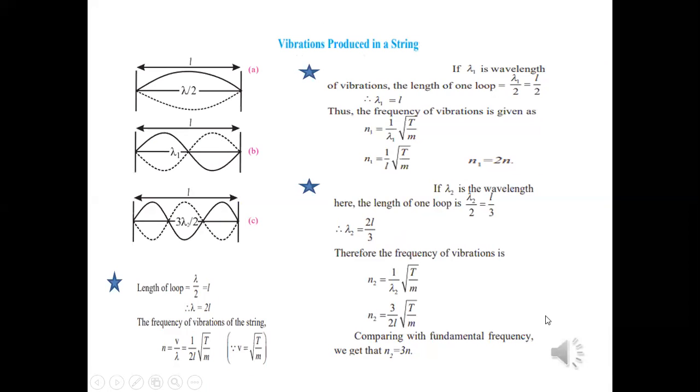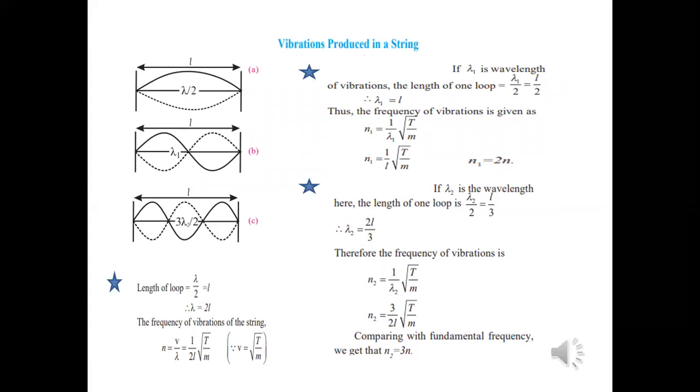Vibrations produced in a string. The diagrams shown on this slide, A, B, and C, correspond to the fundamental mode of vibration, first mode of vibration, and second mode of vibration. In the three diagrams, stationary waves are formed because of the reflection of the wave. Let us consider the first diagram, A, wherein only one loop is formed.